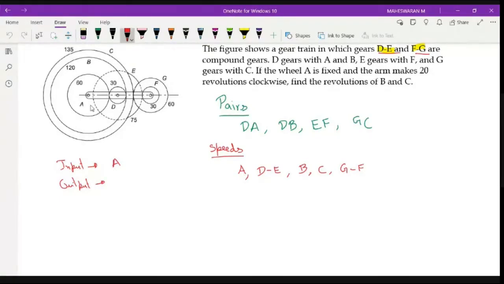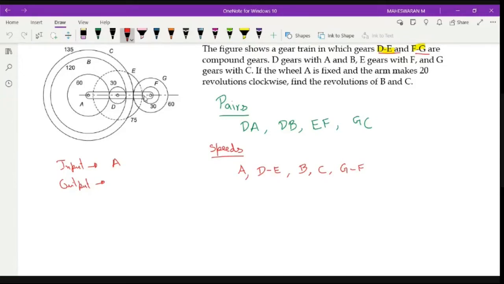See, I will tell you. Since we are taking A as an input, we look one by one, connection by connection. A is connected to D, right? So D will be rotating. D is connected to B, and B will be rotating. There is no connection between D and other gears. So this is rotating separately, right? That is okay. But D and E are in compound gears, right? So whatever the rotation made by D, this is equal to E.